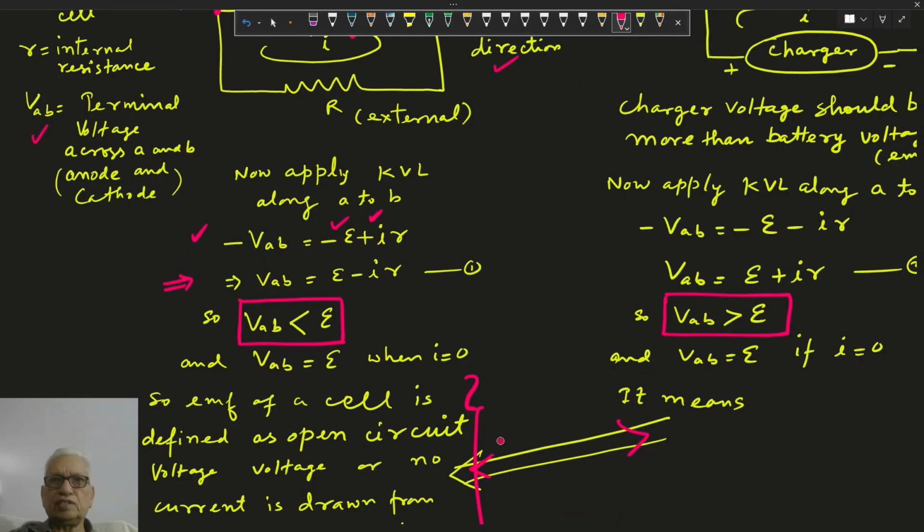If we are taking VAB, drop and rise, even then we are getting the same result. Minus is just the common thing. So either you take drop negative or drop positive, there is no problem. But as per NCERT we are always taking drop negative, rise positive.